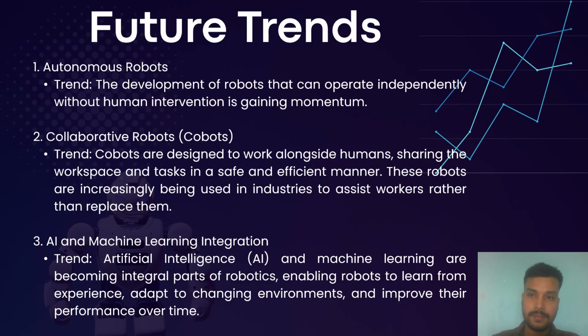Future trends. Currently, we are working on robots which use AI, artificial intelligence, so that they can become more human. Now, future trends: autonomous robots. What can be the trends in it? The development of robots that can operate independently without any human intervention is gaining momentum. Basically, the robots we have now are not that superior, so they work with human intervention. They cannot work without any kind of human intervention. They are semi-autonomous, not fully autonomous.